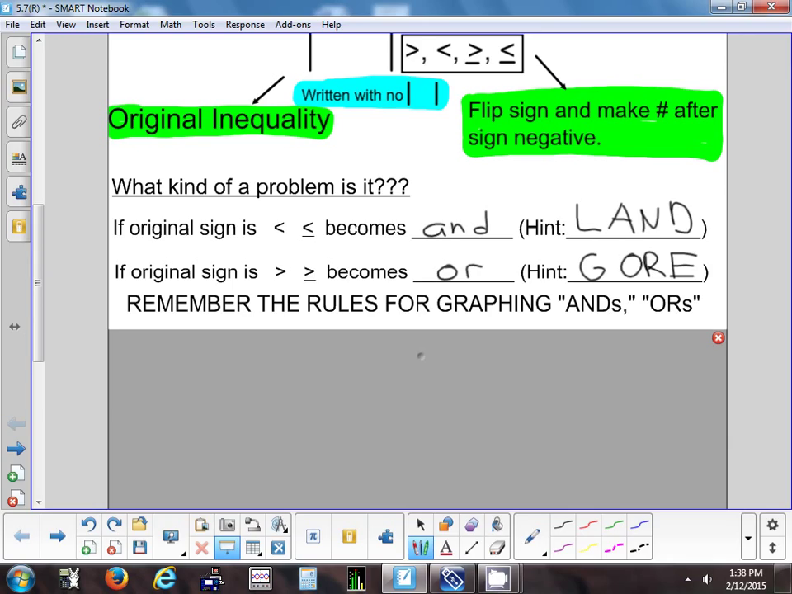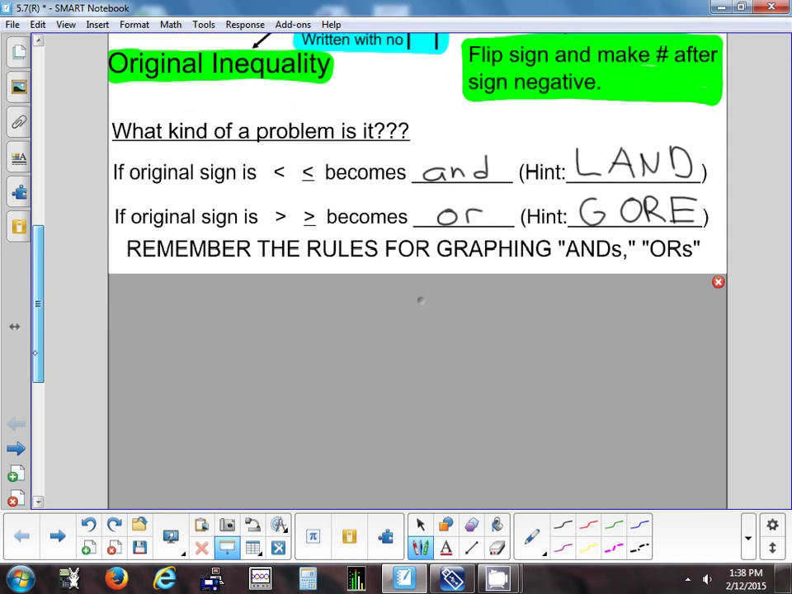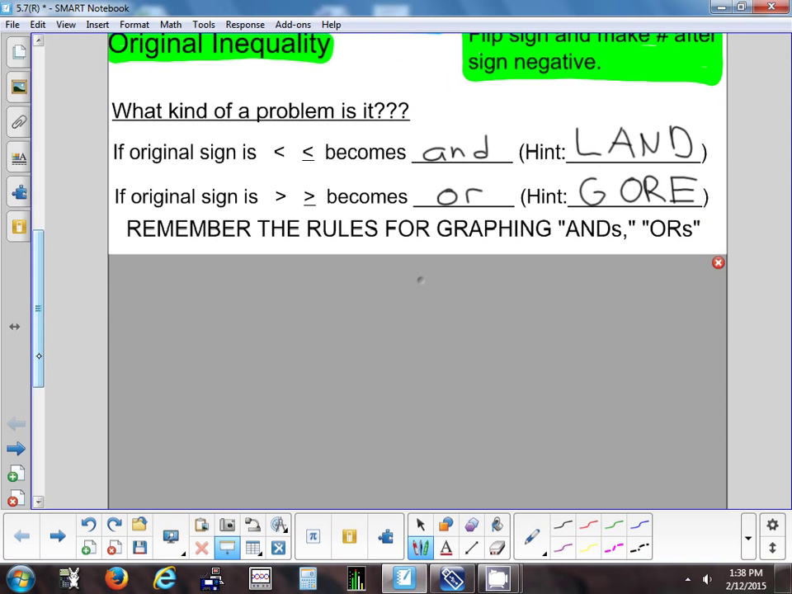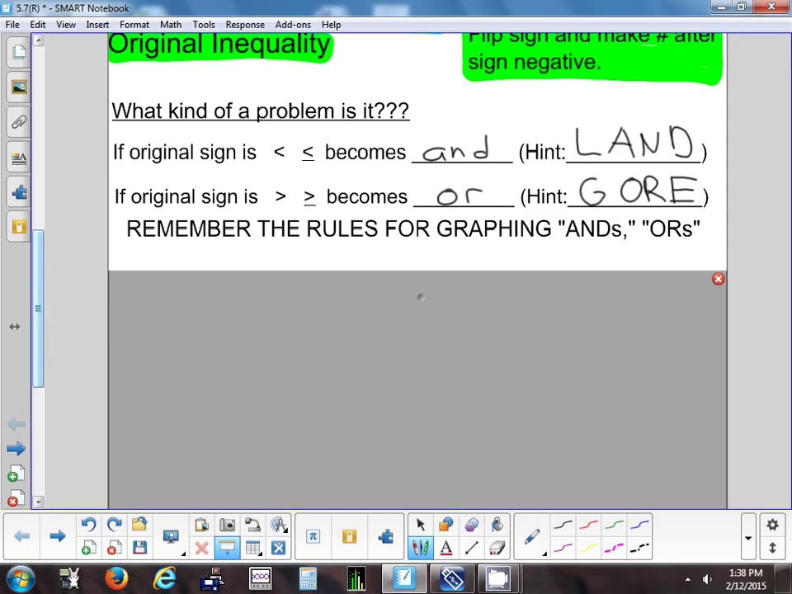Guys, Mr. Hager and I also put on there, remember the rules for graphing ands and ors. I know it was a little while ago when we did these inequalities, but when we talked about graphing an "and," what was the word we used? Anybody remember what we called it? You're on the right track. Wait, Dominic. Or, good catch, right?